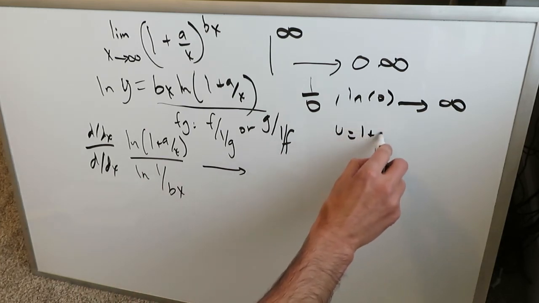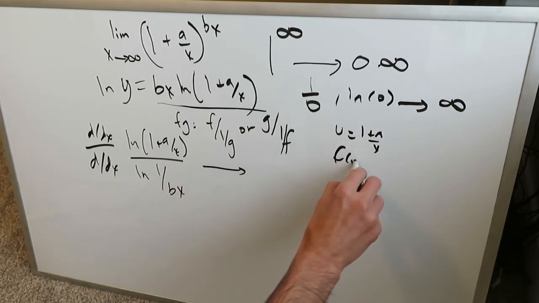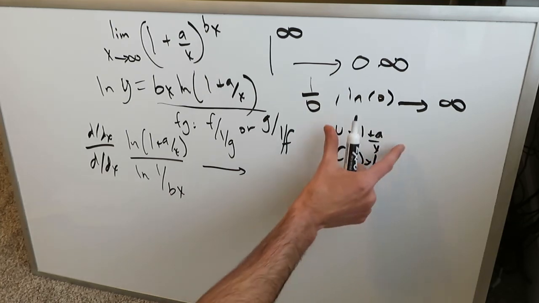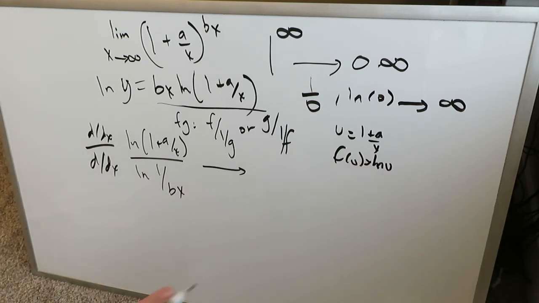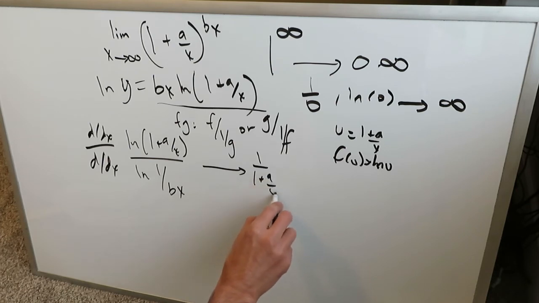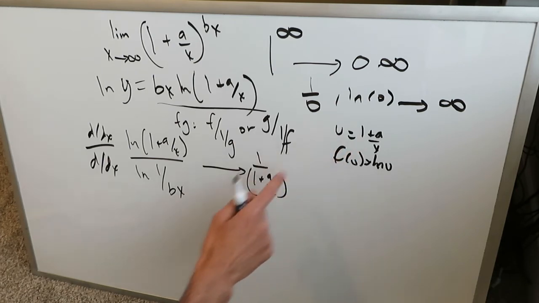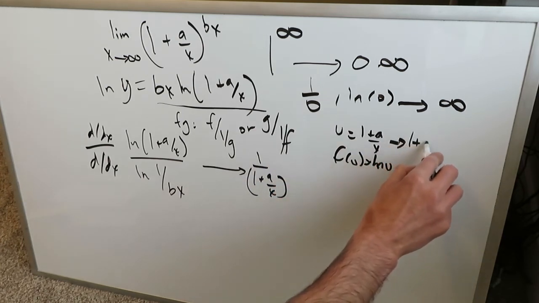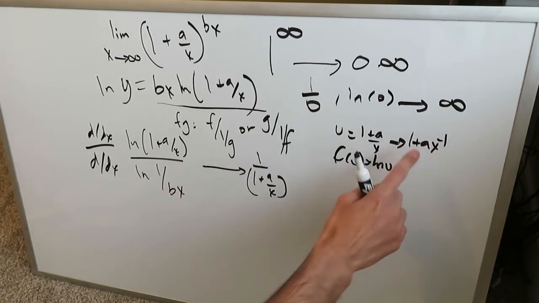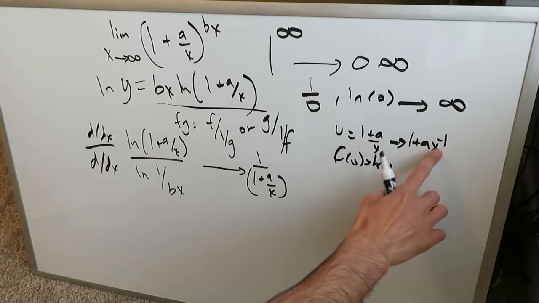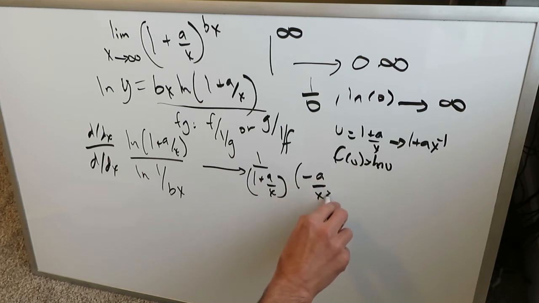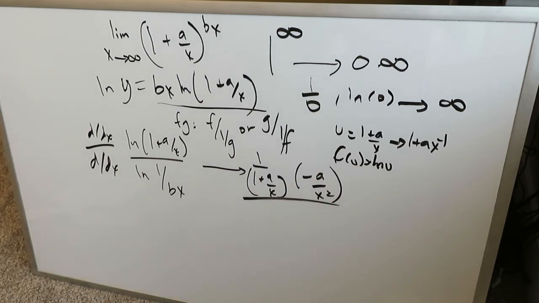If u is equal to 1 plus a over x, then f of u is equal to natural log u. You have to do the derivative of ln u, and you know how to do all of that. You'll get 1 over u, which is 1 over 1 plus a over x. I still have to multiply this by the derivative of 1 plus a over x. 1 plus a over x is really saying 1 plus a x to the power minus 1. The derivative of 1 is 0, but the derivative of a x to the power minus 1 will be minus a over x squared. You can do this on paper and confirm, but that's what it'll be.